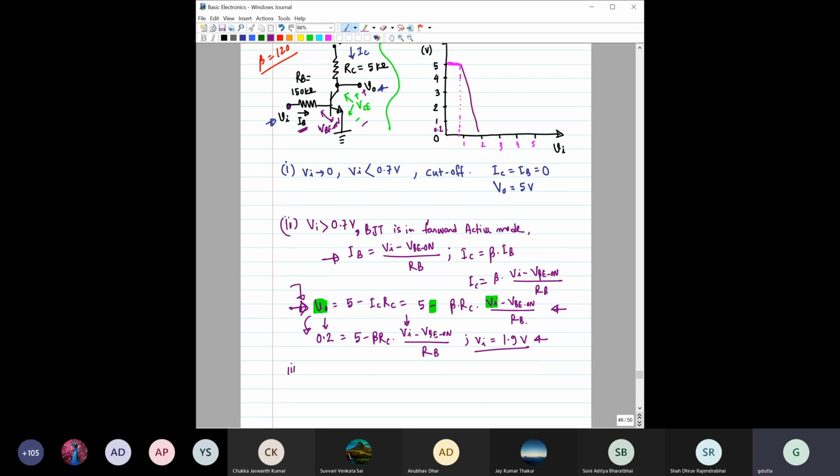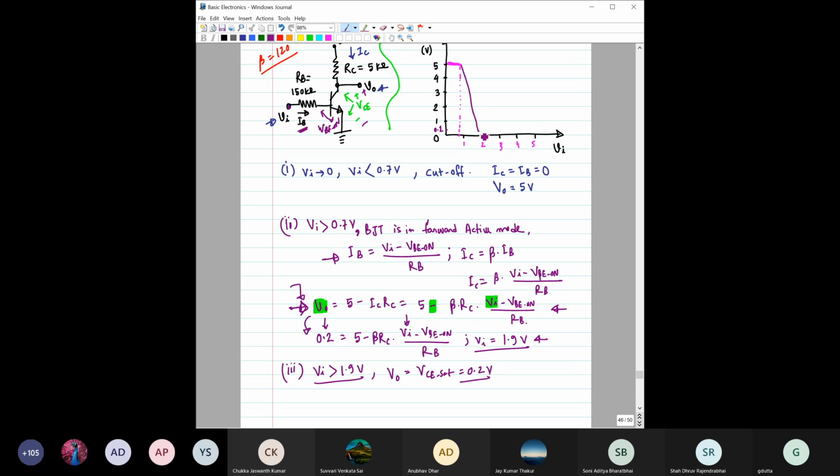Now what will happen in the third condition, if this V_I is greater than 1.9 volt? Any comment? Sir, the transistor would stay at saturation. Saturation, right? And in saturation, we can assume that the output voltage will not change much. V_C will not change much. So V_C will be constant at V_C sat, which is nearly equal to 0.2 volt.